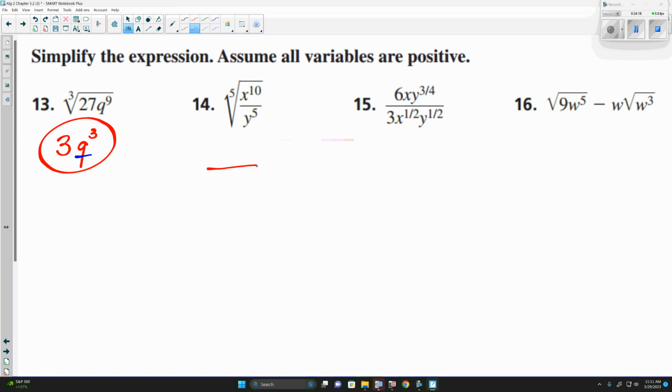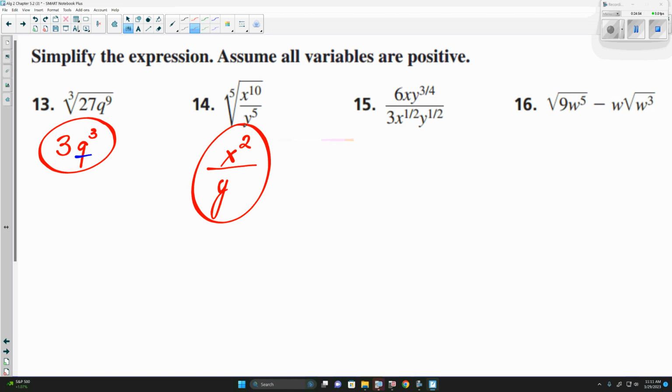We can split it up as the 5th root of x to the 10th on top, the 5th root of y to the 5th on bottom. Or we can look at this and say, how many groups of 5, exactly, can we take out of x to the 10th? We can take 5 out twice, which gives us x squared. In the denominator, how many groups of 5 y's can we take out? 1. Which we can write as y to the 1st or just y. So the 5th root of x to the 10th divided by y to the 5th is x squared over y.